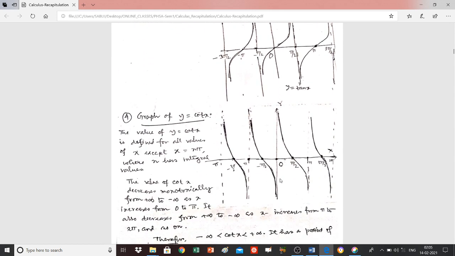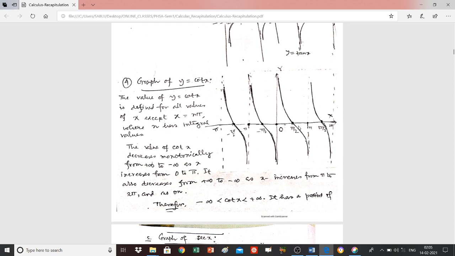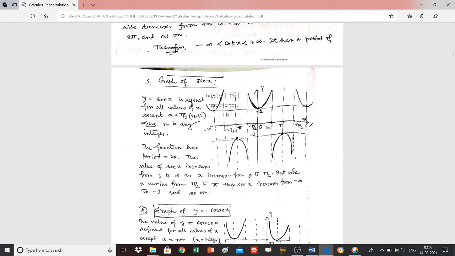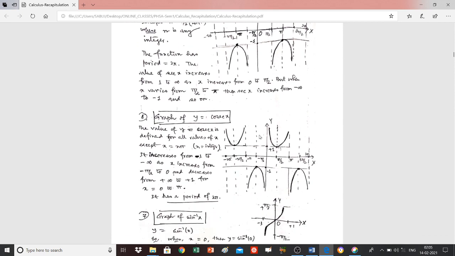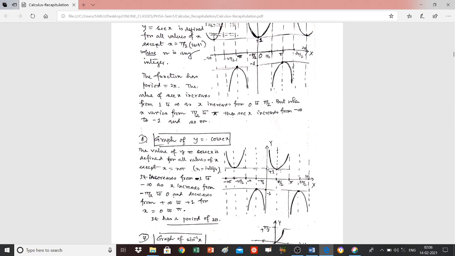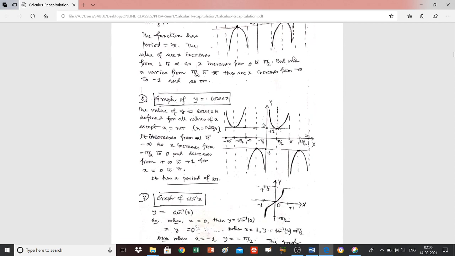Now the graph of cot x is also represented here. Just go through these lines, and you will understand the nature of y is equal to cot x. I am not going into the details of these graphs. The graph of sec x is here, and the graph of cosec x is here. Just try to plot these using different values of y corresponding to x. So this is cosec x.